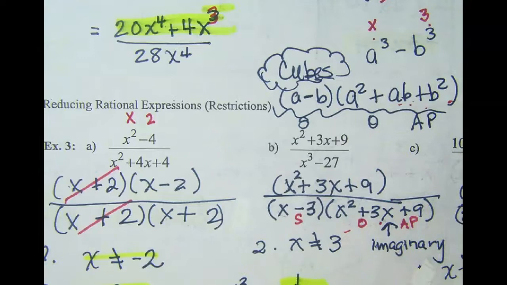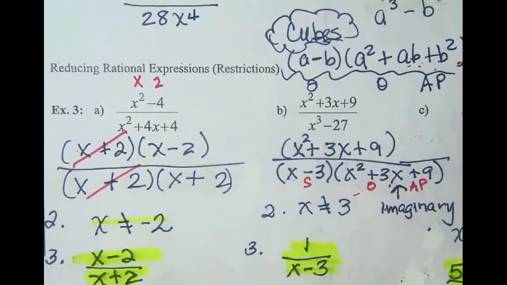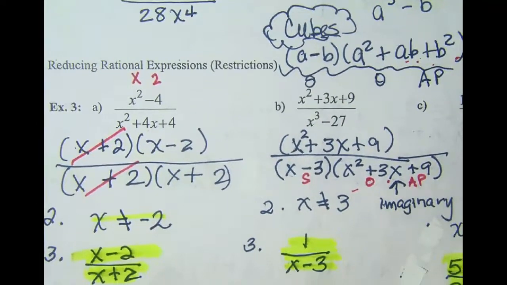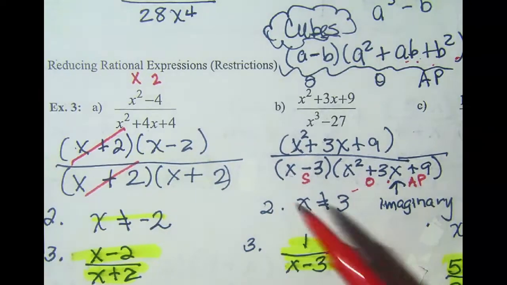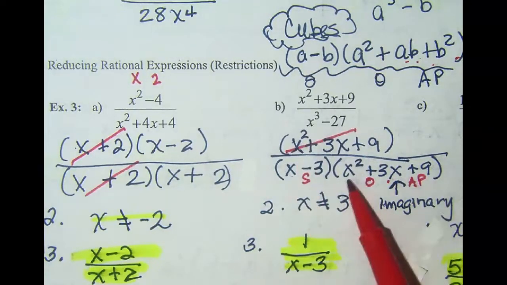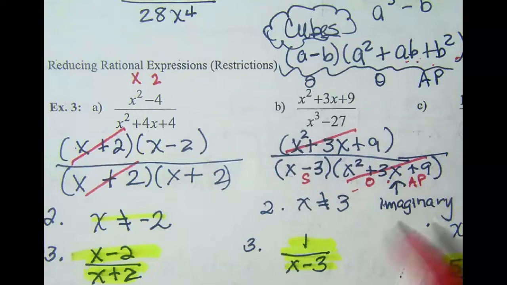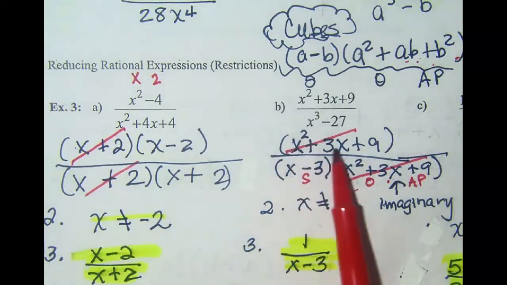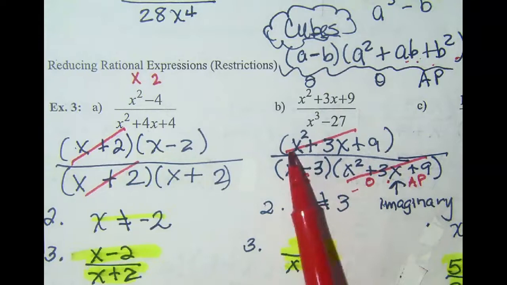All right, and then our final answer. So we stated our restrictions, which was number 2. And then number 3 is we go ahead and put our correct answer. So our correct answer for this problem is going to be 1 over x subtract 3, and that's because the numerator and the denominator here canceled. Remember that when you're canceling, just a quick reminder, we have to cancel this entire quadratic factor. So these have to be identical.